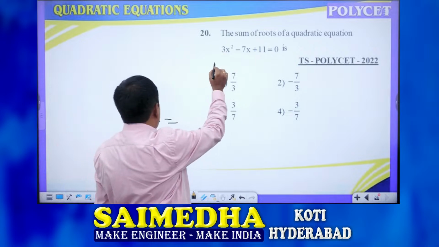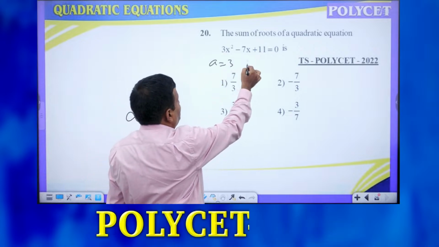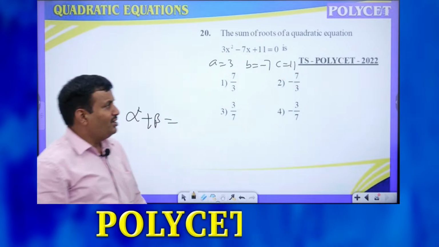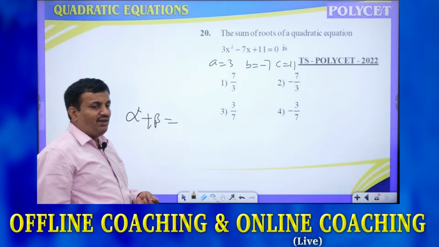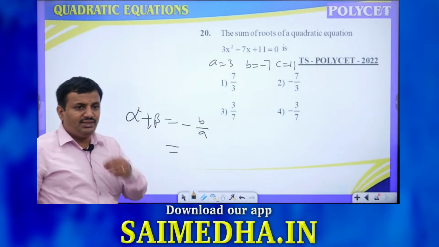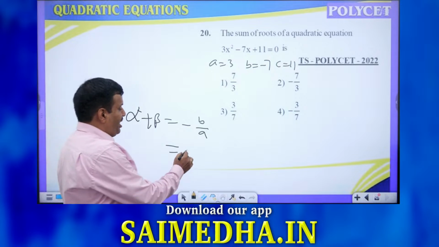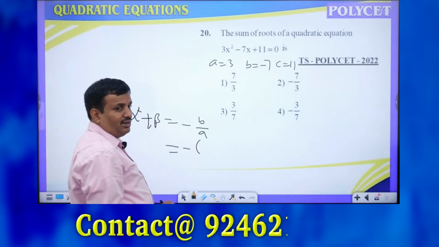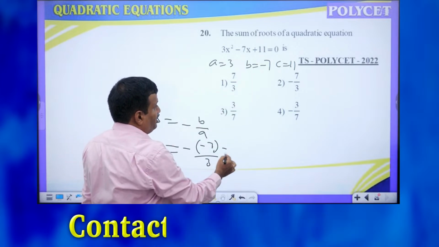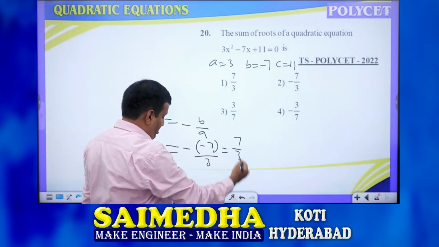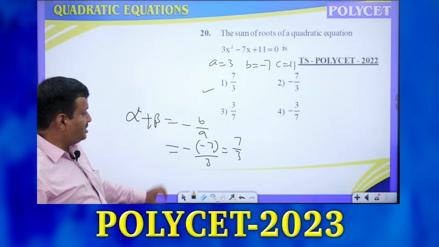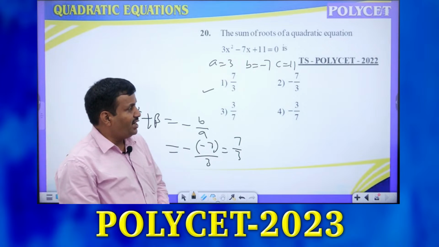What is the A value here? A value is 3. B value minus 7. C value is 11. What is the formula for the sum of the roots? Alpha plus beta is minus B by A. Minus of what is that? B value here minus 7 divided by 3. What is the overall answer? 7 by 3. Option 1 is the correct answer.